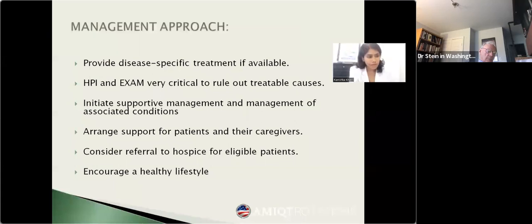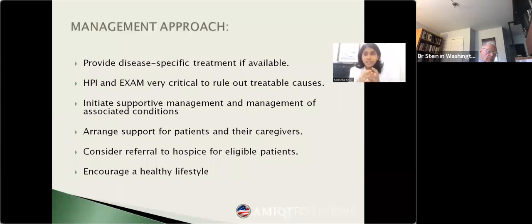Next, we're going to talk about the management approach. So what we've learned from this presentation is that dementia is not just senility, it's much beyond. It is crucial that our HPI and exam are done very well, and it's critical because there are a lot of treatable causes of dementia. So if we do find one specific cause, then it is essential that we provide disease-specific treatment if it's available.